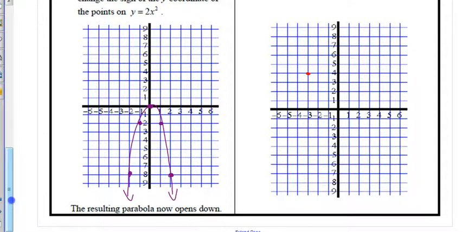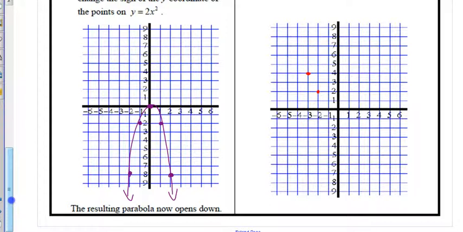So there's (0, 0). I'm now going to take the point (1, 1). I'm going to vertically stretch by a factor of 2. I'm going to reflect it. And now I'm going to move 1, 2, 3, 1, 2, 3, 4. And there it is. Okay.